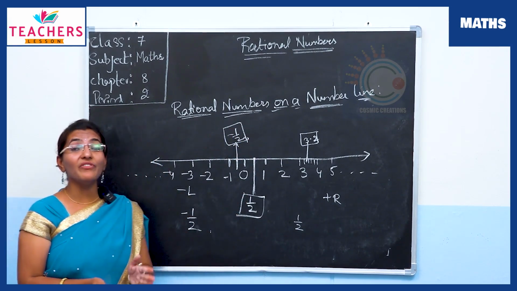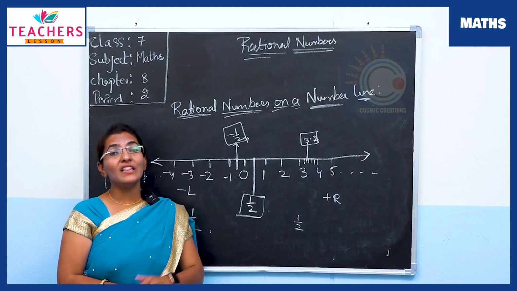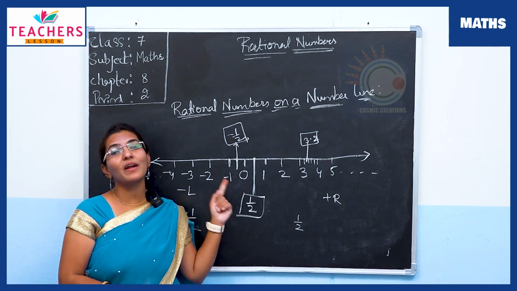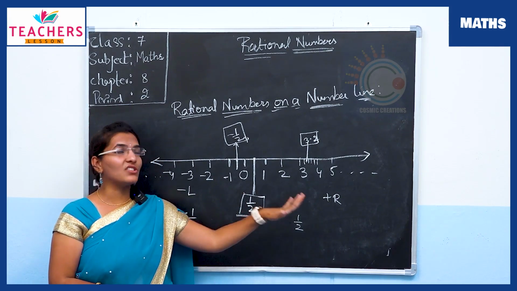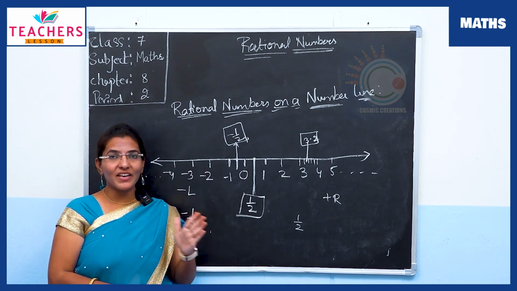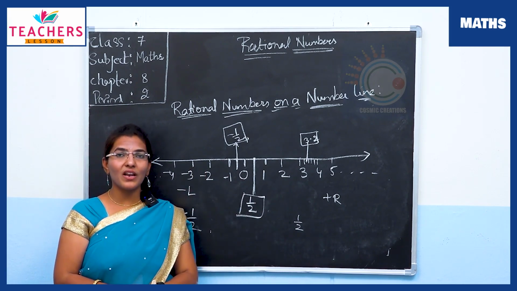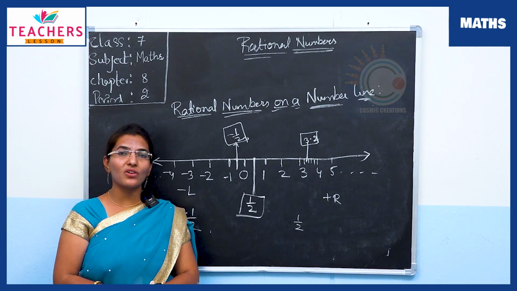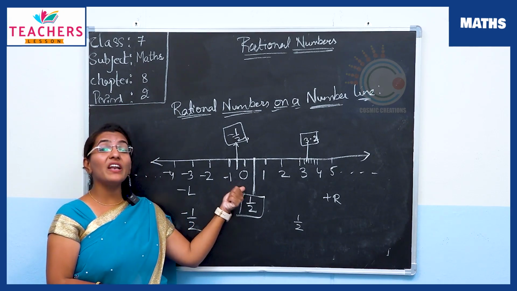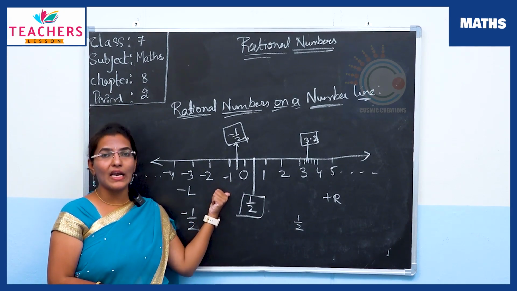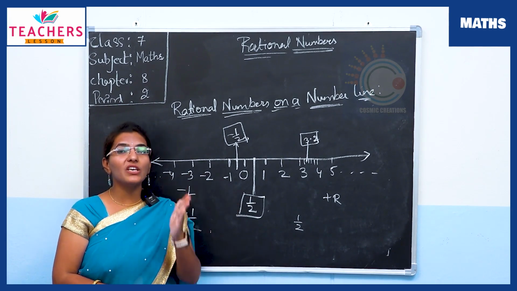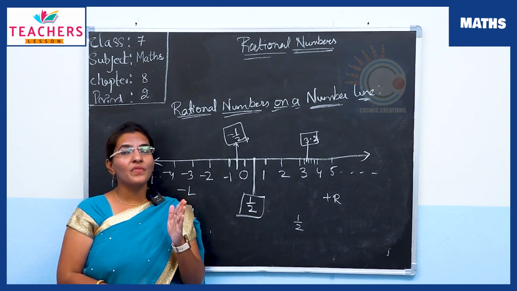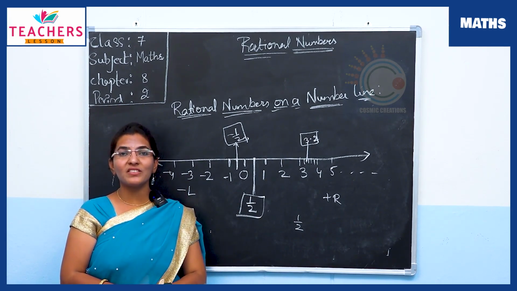So, this is how you have to denote the p by q forms, that is nothing but the rational numbers, on a number line. Got it, right? How do you denote rational numbers on a number line? By checking in between which numbers the given number lies. Now I am going to give you some numbers you have to indicate on a number line, okay?